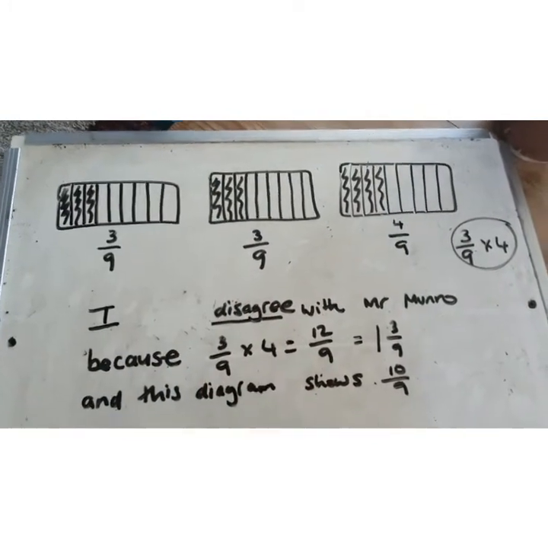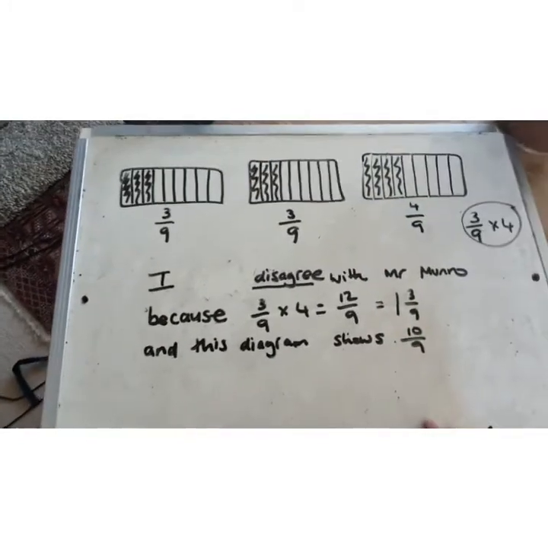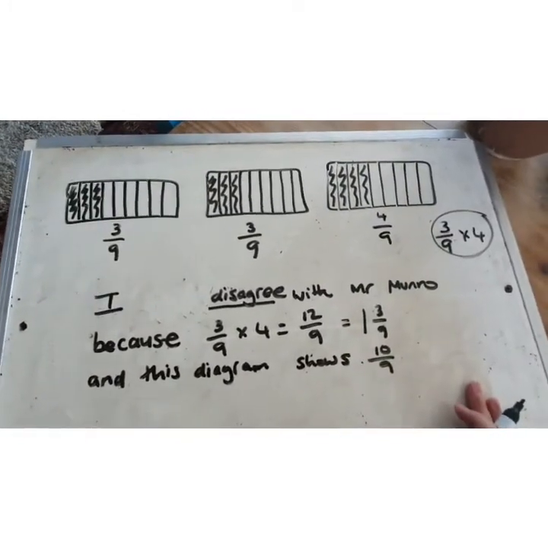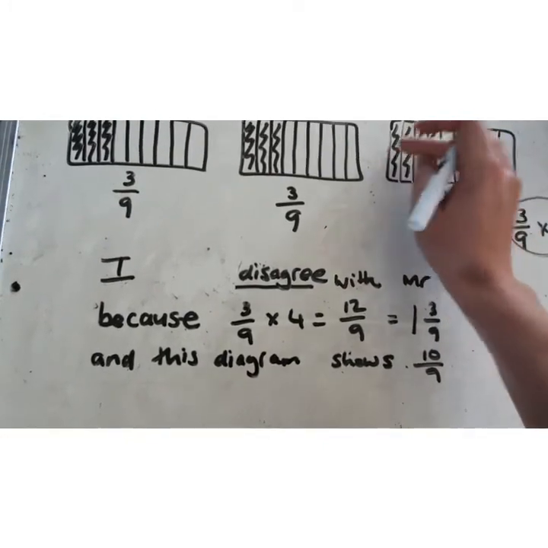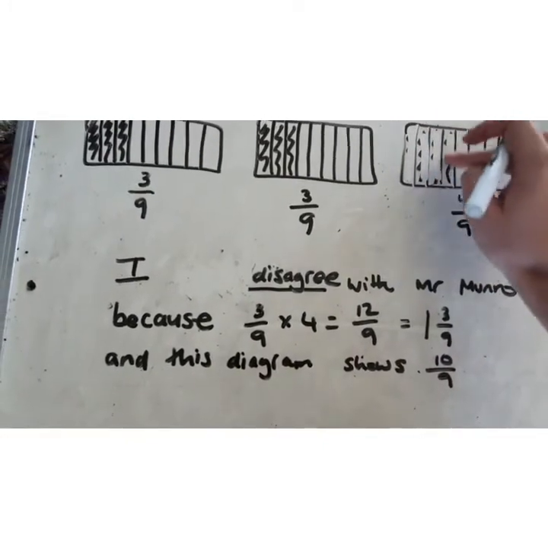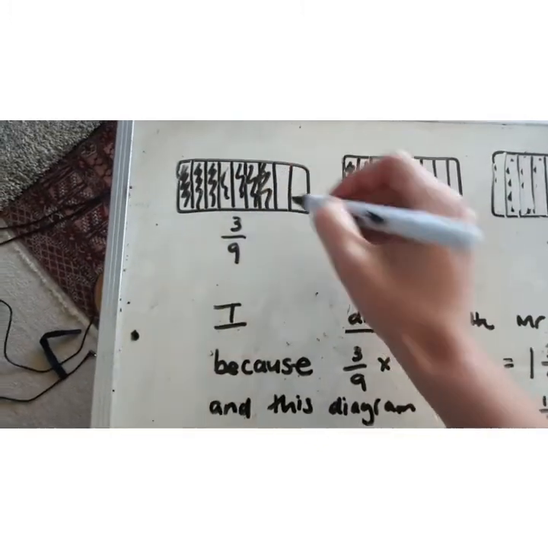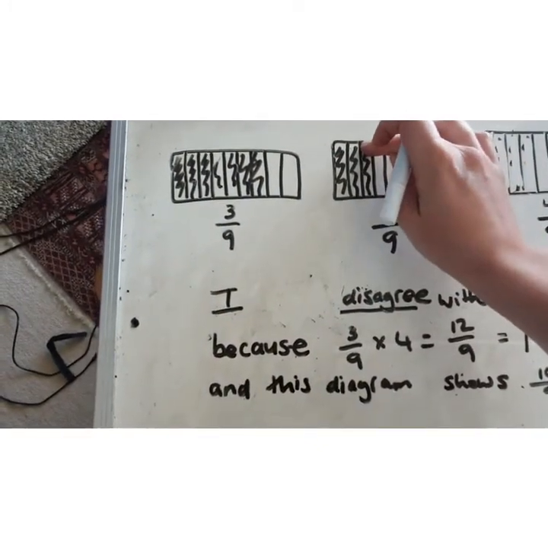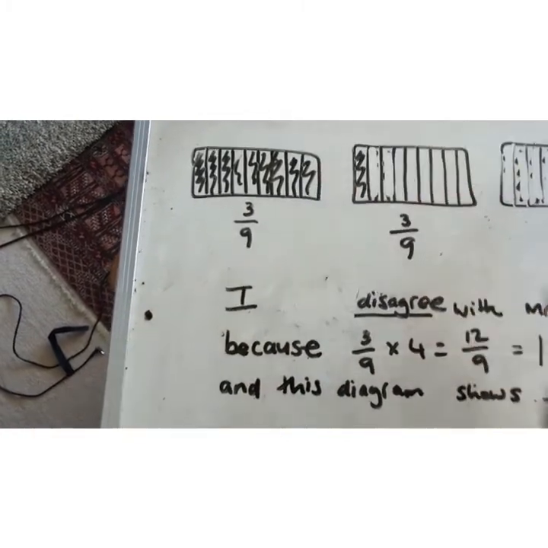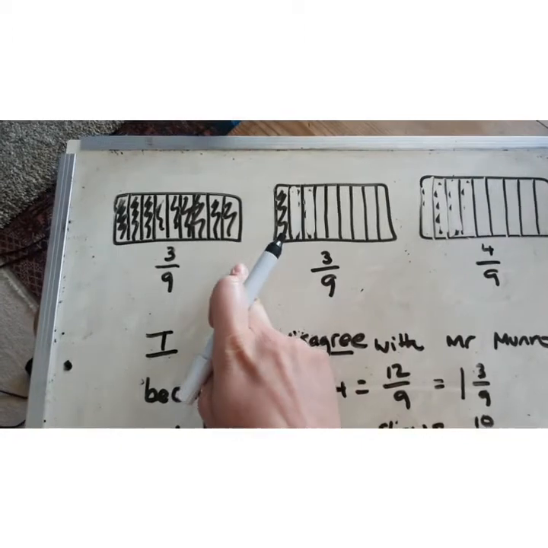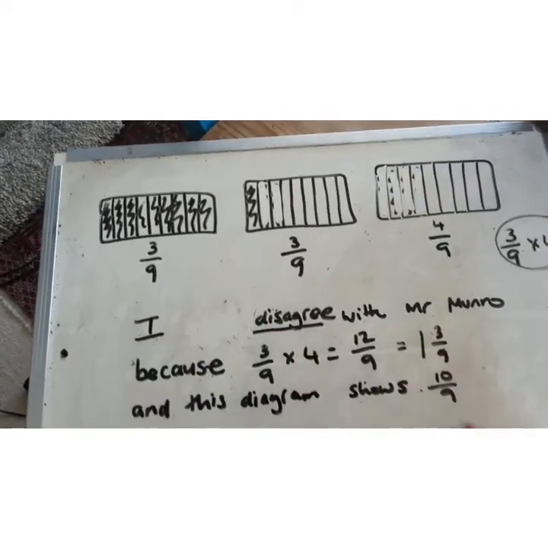Or you could say that 3/9 times 4 equals 12/9, which is 1 and 3/9. Now, if we were to transfer these 4 shaded rectangles to here, 1, 2, 3, and 4, and if we were to shade these 2 to here, we would actually have 1 whole rectangle and 1/9. And that is not equivalent to the correct answer.